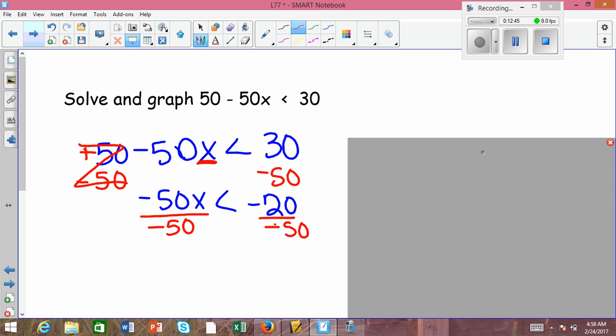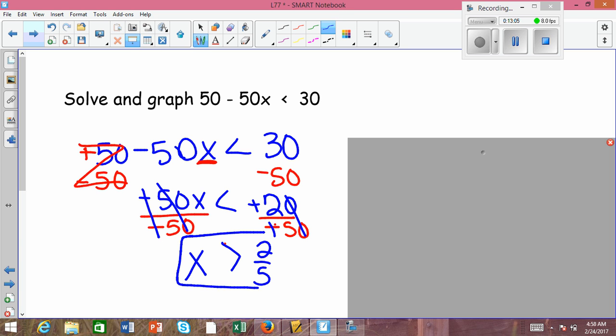What? Divide by a negative, you say? Flip the sign. Negatives cancel, 50s cancel, x is by itself. Negatives will cancel there as well because a negative divided by a negative is a positive. We could take off some zeros and look at that. X is greater than 2/5. Easy one to graph? Not really. We're not going to graph it today.